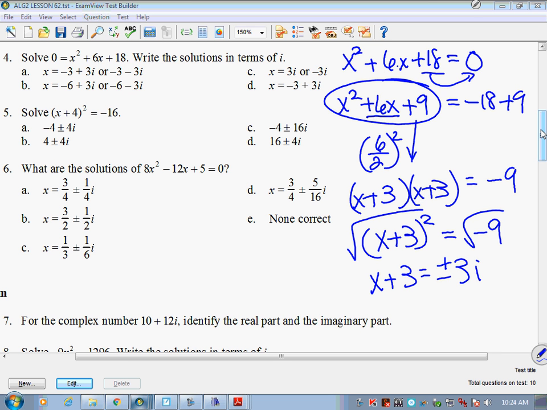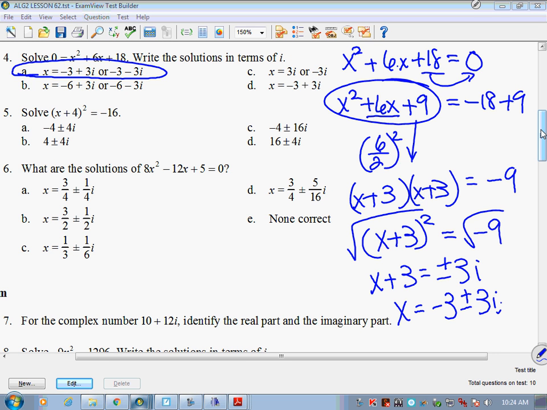Okay. Now, what do I need to do with the 3 on the left-hand side? Subtract it. So I get x equals negative 3 plus or minus 3i. We always want to put the i on the right-hand side. Okay? Negative 3. So A is my answer here. Negative 3 plus 3i or negative 3 minus 3i. That's the same thing. It's negative 3 plus or minus 3i. How many of us are feeling a little bit better? Okay? Handful of us are feeling a little bit better.